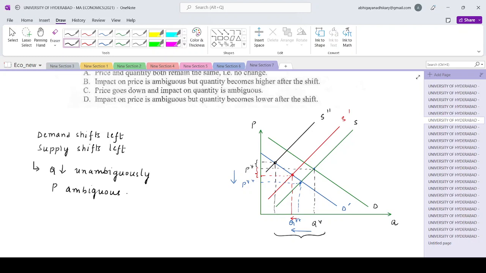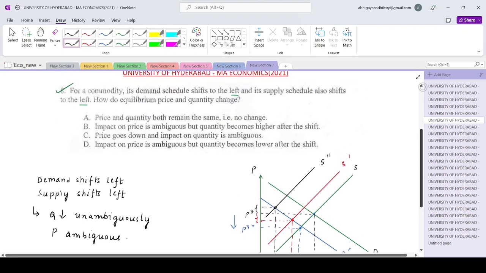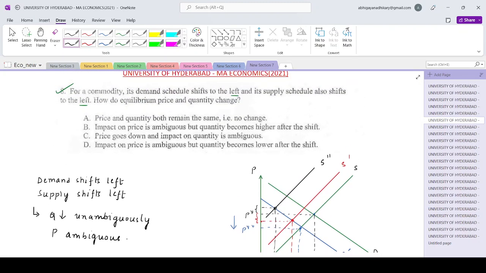Like with the example of S dash, as you can see over here with the equilibrium indicated by the red dot, the equilibrium price has actually fallen in comparison to the original equilibrium. But if you have a further shifted supply curve, something like S double dash, then you will find that the equilibrium price has increased. So Q will fall unambiguously, but the impact on price is ambiguous.